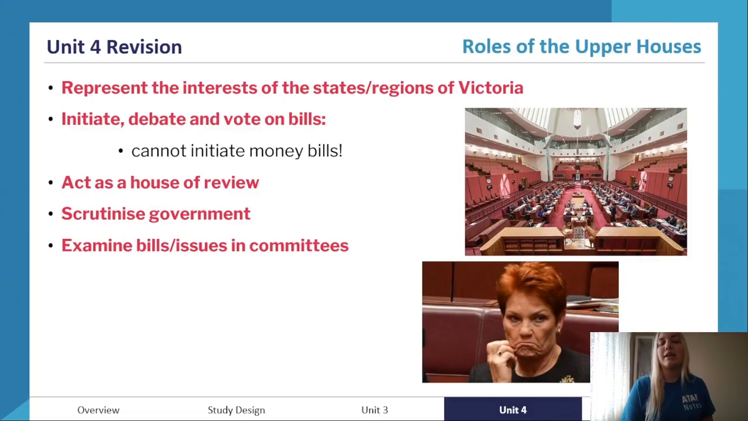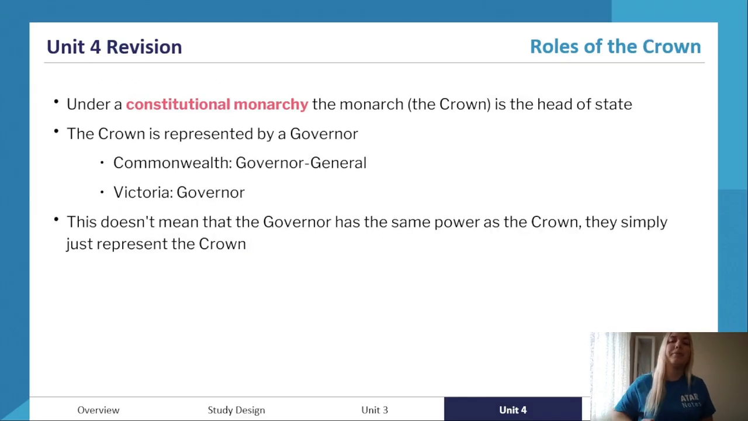The upper house more often acts as a house of review. They can initiate and debate and vote on bills, but they're usually the house of review. As we said, bills usually are initiated in the lower house. Importantly, they cannot initiate any bills related to expenditure or money bills. This is the role of the lower house. They can also scrutinize government. They can also initiate parliamentary committees. But rather than forming representative government, they have a role in representing the interests of all of the states at Commonwealth level, and they have a role of representing all of the different regions of Victoria at Victoria state level.